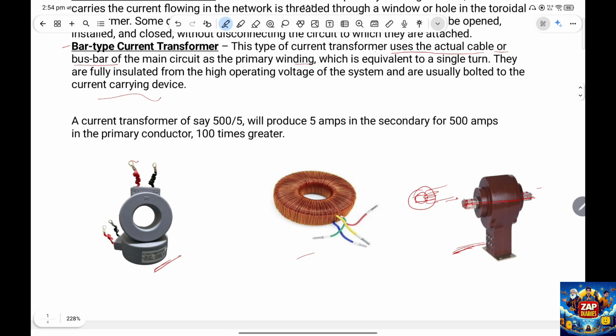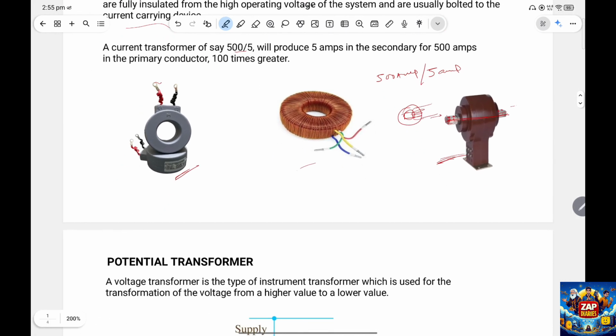Generally, a current transformer of say 500 by 5 is a ratio. It will produce 5 amps in the secondary for 500 amps in the primary conductor. That is 100 times greater, right? So this is the ratio. The primary winding is connected to the bus bar, so the bus bar has 500 amps, and the secondary produces 5 amps. It's 1 is to 100. It's a big ratio, right?